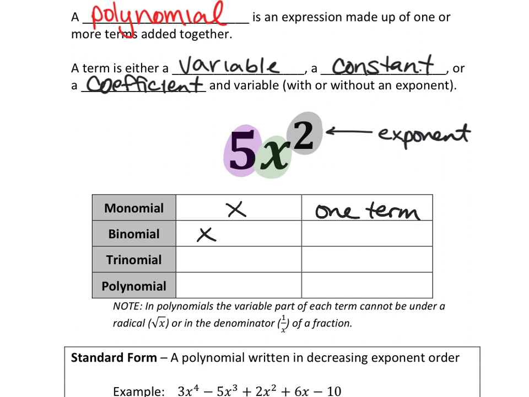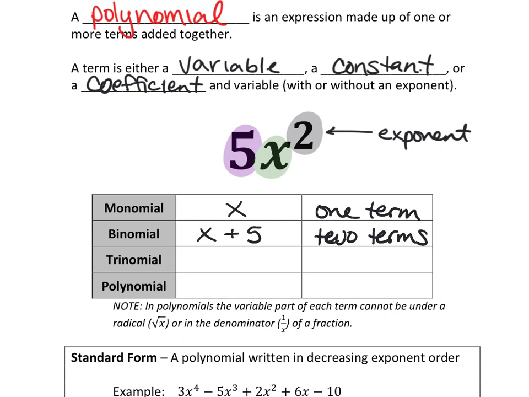A binomial is going to look something like this. Terms are separated with pluses or minuses. So x plus 5 is a binomial because it has a variable and a constant. Oop, I wrote the wrong word. This should say 2 terms. So x and x plus 5.